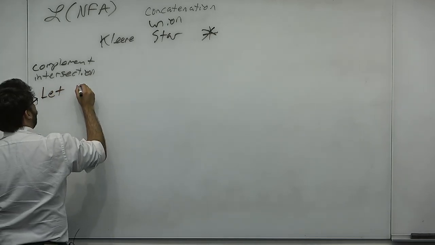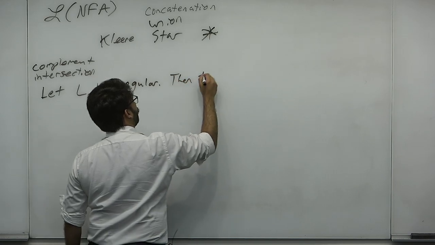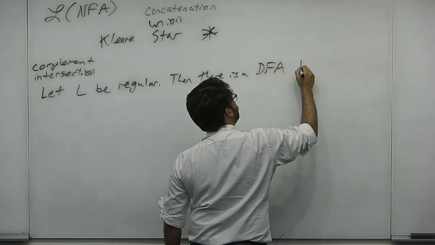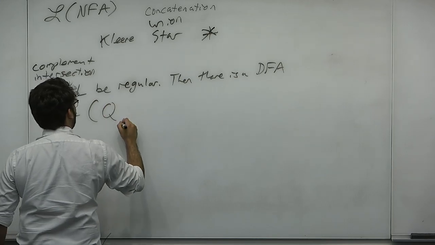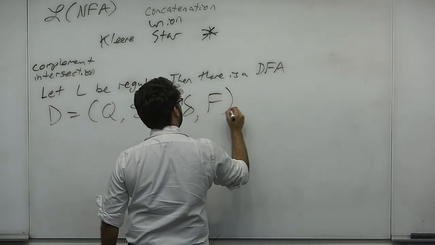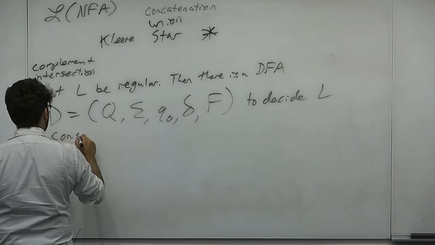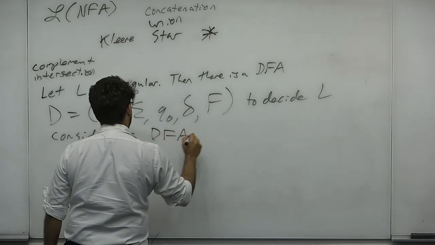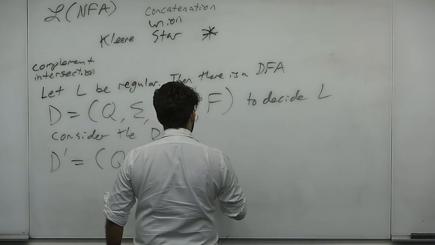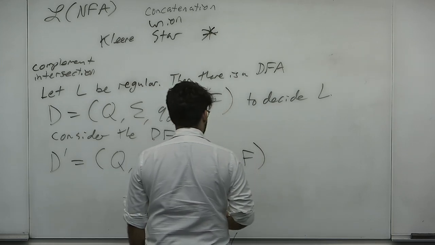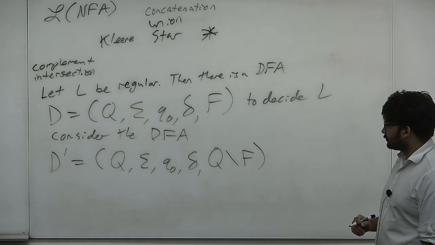Let L be regular. Then there is a DFA D equal to Q, sigma, q0, delta, and F to decide L. Consider the DFA D prime equal to Q, sigma, q0, delta, Q minus F. So basically, F complement. Right? Q minus F is basically F complement.